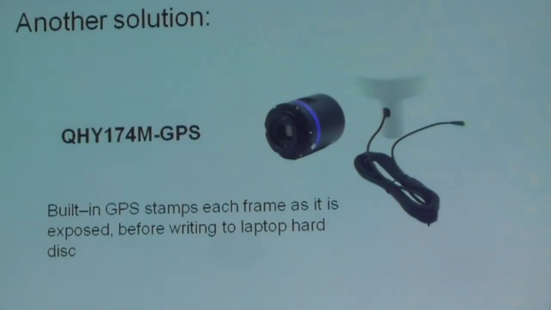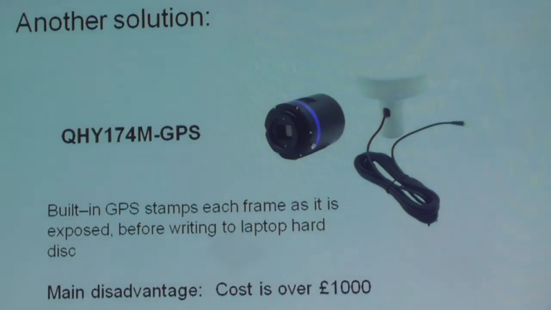This is another way to go. You may have seen this camera advertised. This is a similar camera. It's a 174 chip, Sony chip. So the front end is very similar to some other cameras, but it's got a built-in GPS receiver that actually stamps the time on the frames before they leave the camera to go to the laptop. So that's great, because Windows is not involved in the time then. But they are a little bit pricey. But if you're going to do a lot of these, until they make 20,000 of them, and the price will come down. But good solution.